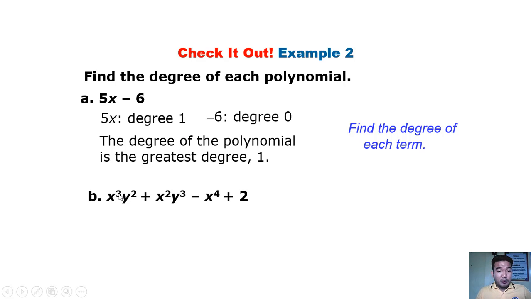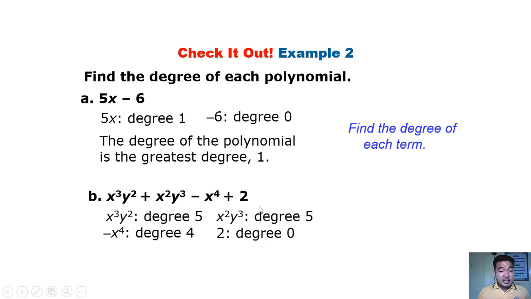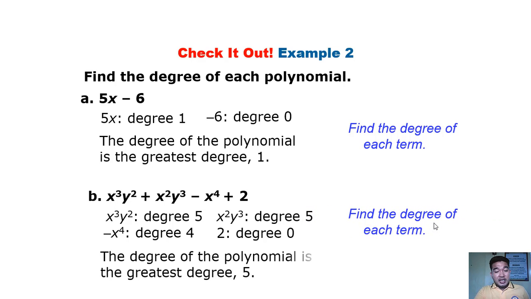For letter B, we have how many terms here? We have 4 terms. 1 is x cubed y squared. Next is x squared y cubed. Then we have negative x to the 4th plus 2. Kuhanin natin isa-isa yung kanilang degree. For x cubed y squared, the degree is 5. For x squared y cubed, the degree is 5 also. Then for negative x to the fourth, the degree is 4. And then for 2, the degree is equal to 0. And then the degree of the polynomial is the greatest, which is equal to 5.